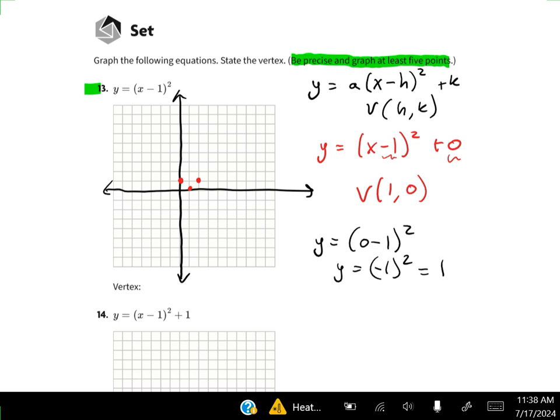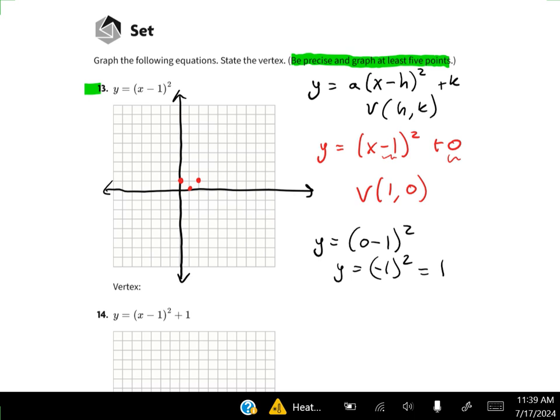So typically, if you were to have a graph with a vertex, 2 x-intercepts, a y-intercept, and a point symmetric to the y-intercept, that would be the 5 points that you're looking for. In this case, since there's only 1 x-intercept, and the vertex is actually on the x-intercept, we need to find 2 more points. We can do that by just plugging in other numbers.